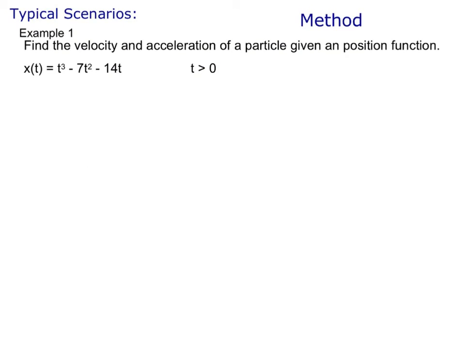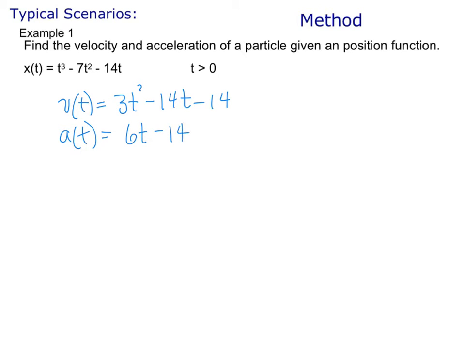So here's our first example. These are some typical scenarios. I have the word method written here. I want you to pay attention to how we solve it. It says find the velocity and acceleration of a particle given the position function. Really, all that's asking for is first and second derivative. So the velocity, if you'll recall, is the derivative of the position function. So 3t squared minus 14t minus 14. And then the acceleration is the derivative of the velocity, so 6t minus 14. T is greater than 0 because we're talking about time.